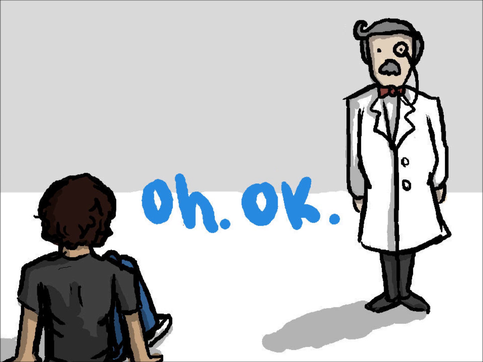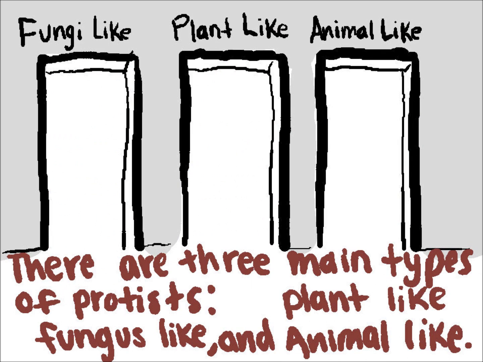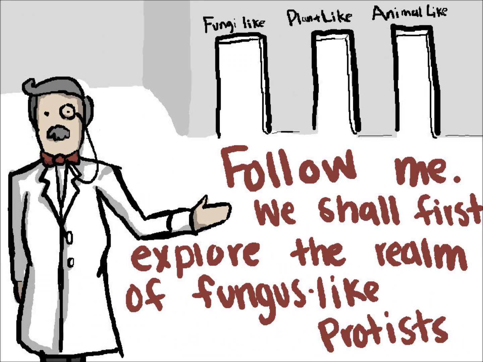Oh, okay. It is likely that eukaryotic life arose from the symbiotic relationship of several cells which conjugated together. Some became mitochondria, others chloroplasts. There are three main types of protists: plant-like, fungus-like, and animal-like. Follow me. We shall first explore the realm of fungus-like protists.